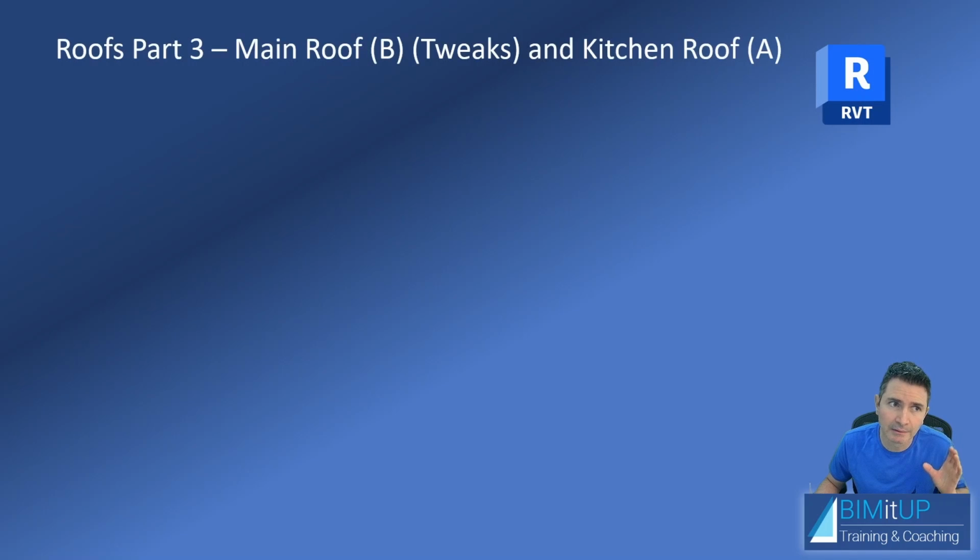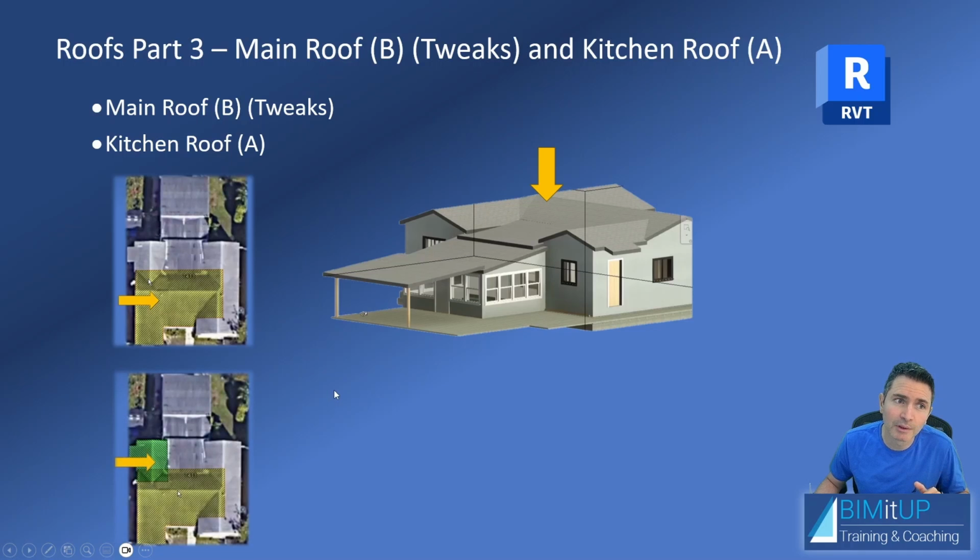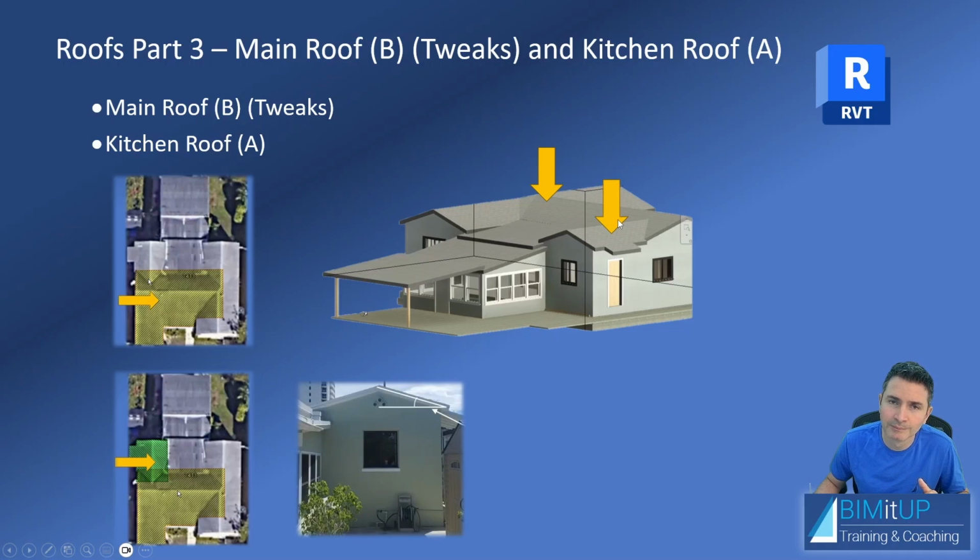We keep at it. Roofs, part 3. We're going to be dealing with the main roof and the kitchen. As far as the main roof, we're going to do a couple of tweaks. That's the one we did in the previous video. That's the roof that sits right here. We're going to do a few adjustments. And then we're going to be dealing with the kitchen roof, which is this one here, and it sits right here. So get ready. Let's get started.